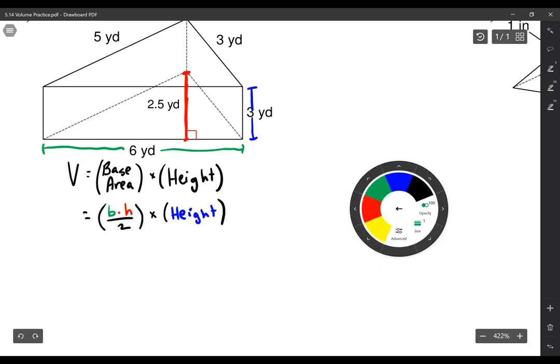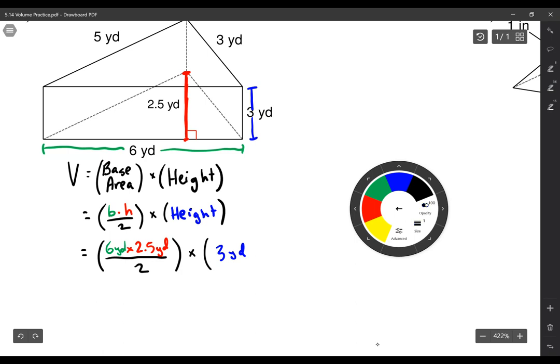So with all those pieces of information, we can now figure out what our volume is going to be. So it looks like we're working with 6 yards times 2.5 yards. Let me put a little X there. And then we're dividing that by 2. And then we're going to multiply that base area times our height, which is going to be 3 yards.